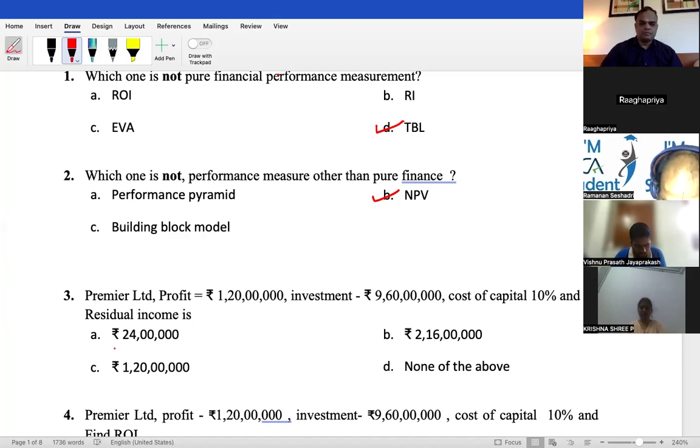Understood? Shall I repeat once again? Yes. Profit 1,20,000 minus investment into cost of capital, 10% on investment.